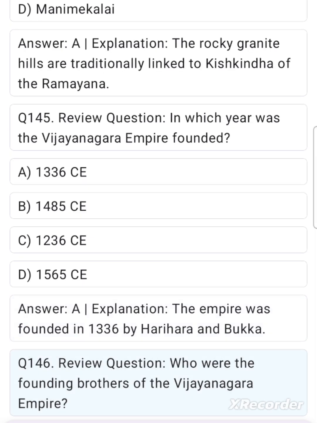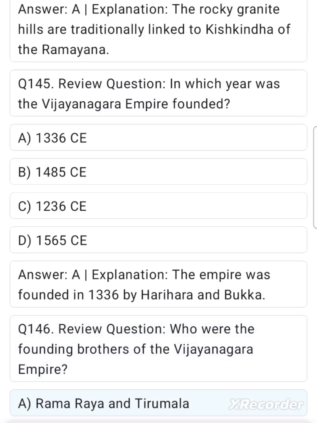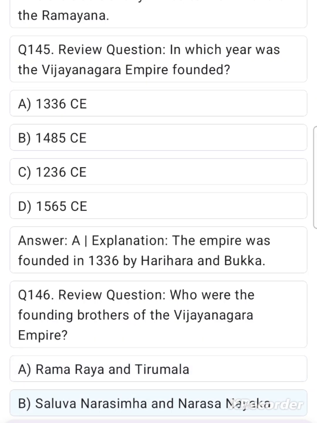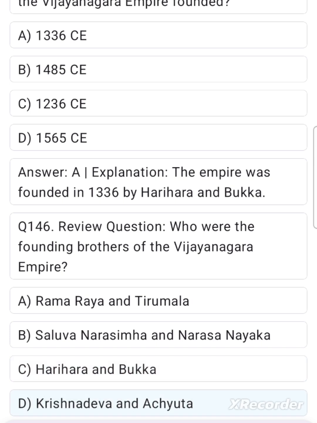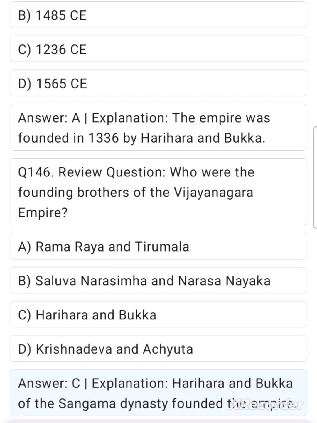Q 146. Review question. Who were the founding brothers of the Vijayanagara Empire? A. Rama Raya and Tirumala. B. Saluva Narasimha and Narasa Nayaka. C. Harihara and Bukka. D. Krishnadeva and Achyuta. Answer: C. Explanation: Harihara and Bukka of the Sangama dynasty founded the empire.